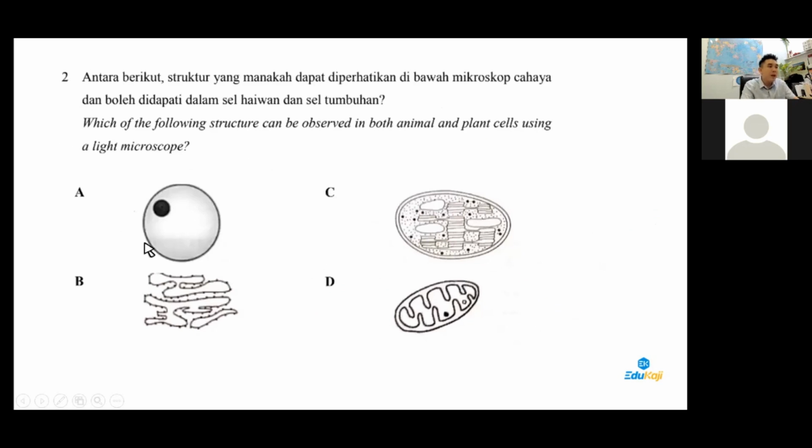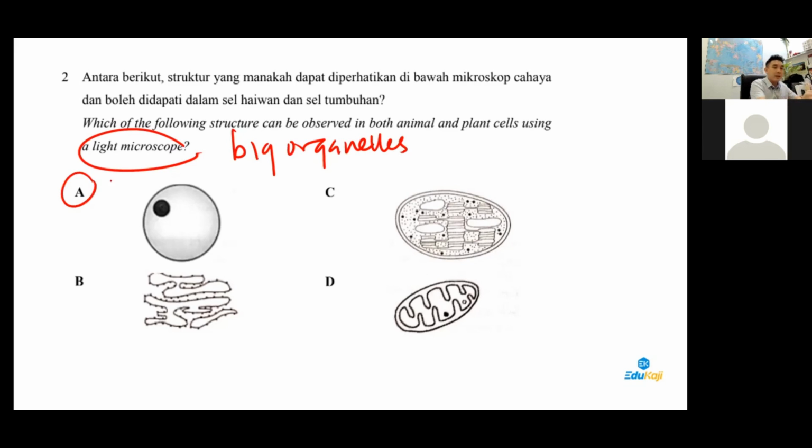Okay, number 2, which one can be observed using a light microscope? You can only see big organelles using a light microscope. So obviously you can see a nucleus, because the nucleus is the largest organelle. Number 2, A.